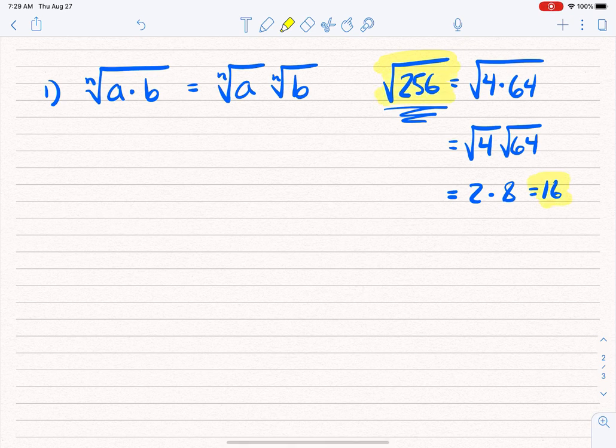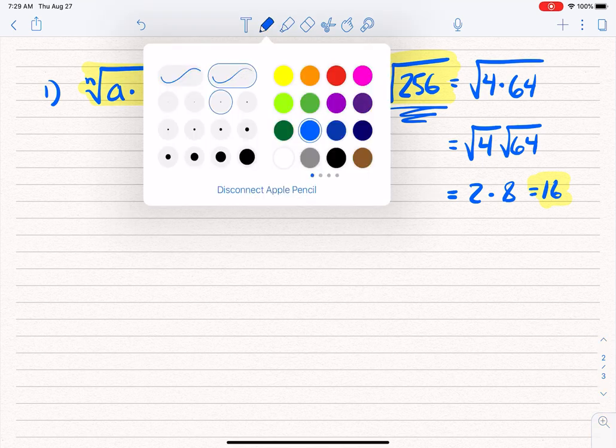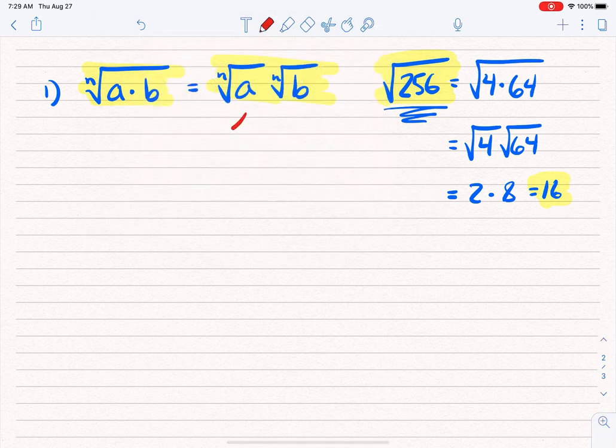Well, it's 16. So that's pretty simple. And now you can see sometimes it's going to be worthwhile to take something that could be factored out and break it into a couple different roots or a couple different radicals. But please understand that this also goes the other way. You can go from here to here. Okay, this property goes frontwards and backwards.